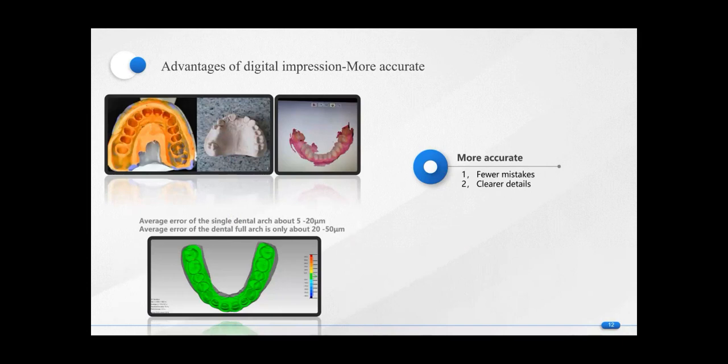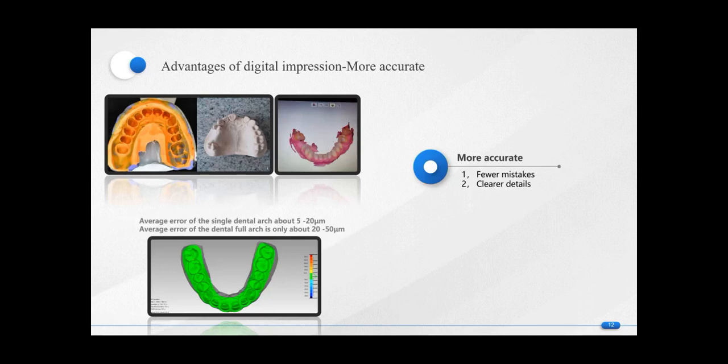So from the various experimental data at present, the digital impression average error of a single dental arch is about 5 to 20 microns. For the full arch, the average error of the dental full arch is only about 20 to 50 microns. Yeah, it's very precise.